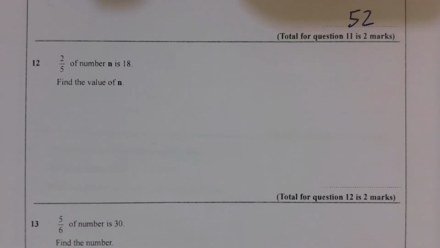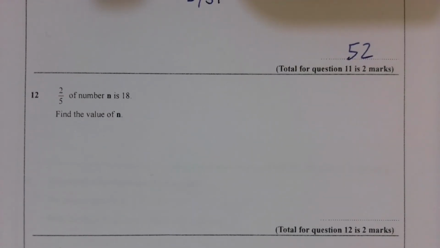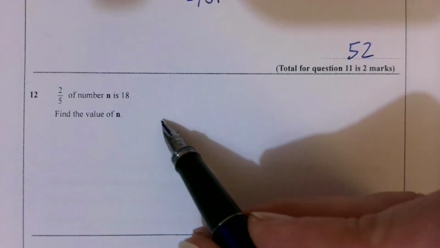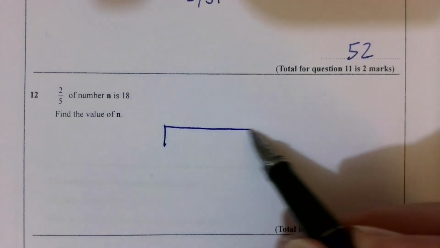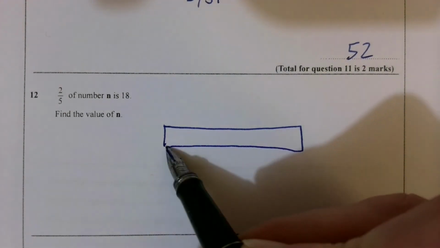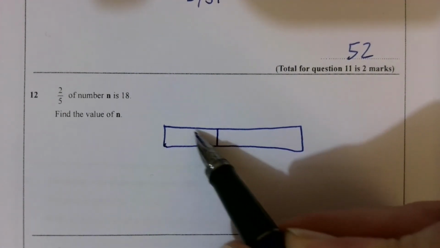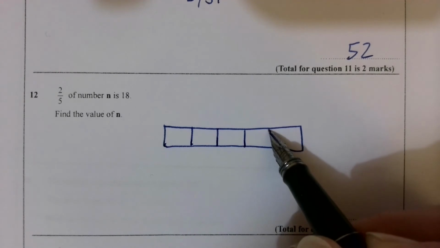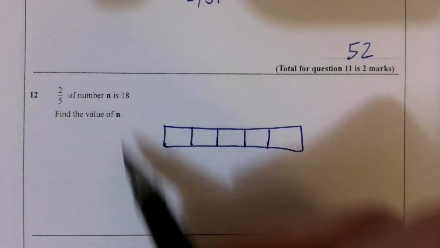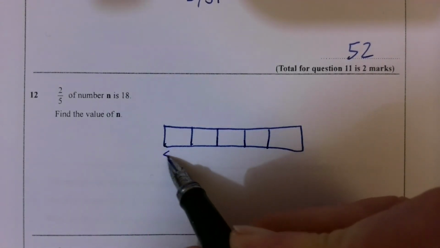Moving on to question 12, pause the video. This is very, very similar. It just hasn't got Holly thinking. They've just used a letter instead. So think about it, have a go before I go through it. Well, first thing to do was to make fifths. So we'll make a bar that we can divide into 5. And then 2/5 of the number makes 18.